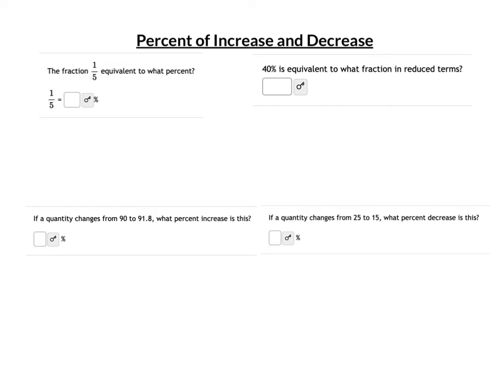The fraction 1/5 is equivalent to what percent? Well, there's an easy way to do this on the calculator. You can just take 1 divided by 5, and it will spit out 0.2. And at that point, you've got to realize, well, 0.2 is 20% because I'm moving the decimal 2 places. But you could also do it this way.